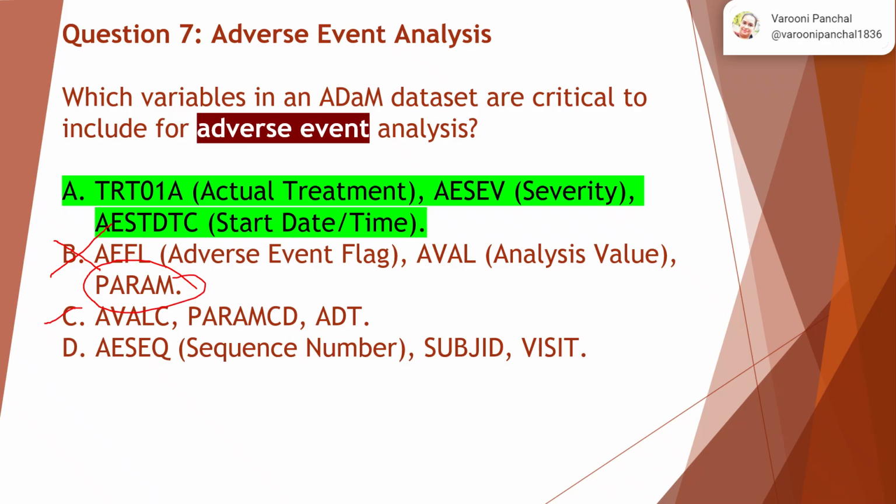Even C is also not the right answer, because I don't think you will be able to see the param CD, because param and param CD are related to the BDS structure of the ADaM dataset, whereas ADAE is your adverse events structure of that dataset. And here D is sequence, subject ID and visit. I don't think you can include subject ID. You should have the unique subject ID. So even this is also not the right answer. So the correct answer here is, for performing any analysis, you need to have the actual treatment, the severity and the start date and time.